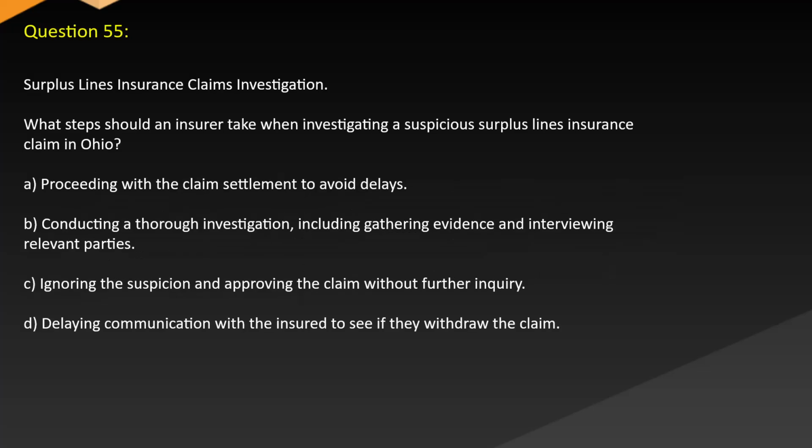Question 55. Surplus lines insurance claims investigation. What steps should an insurer take when investigating a suspicious surplus lines insurance claim in Ohio? A. Proceeding with the claim settlement to avoid delays. B. Conducting a thorough investigation, including gathering evidence and interviewing relevant parties. C. Ignoring the suspicion and approving the claim without further inquiry. D. Delaying communication with the insured to see if they withdraw the claim.